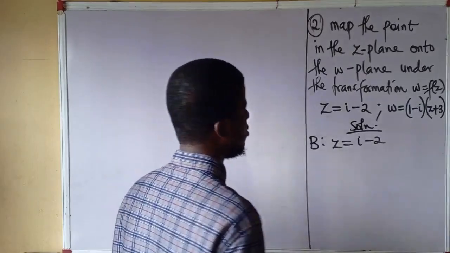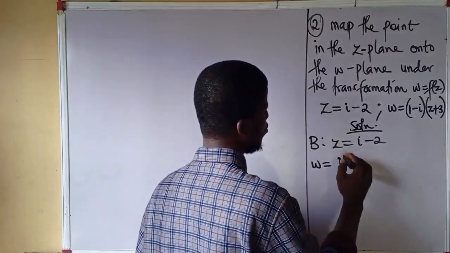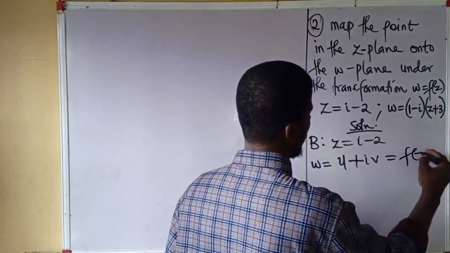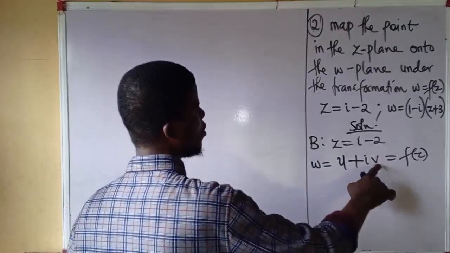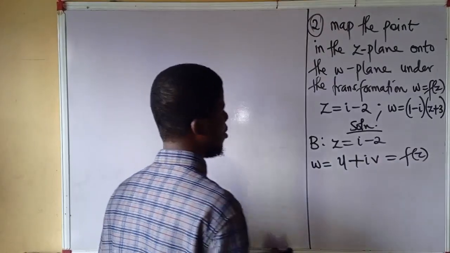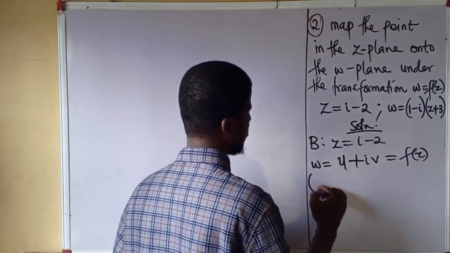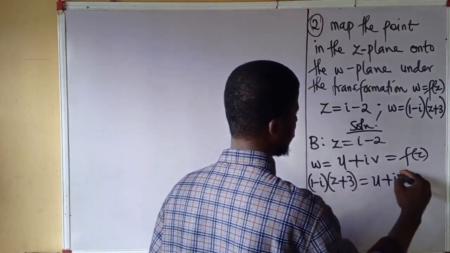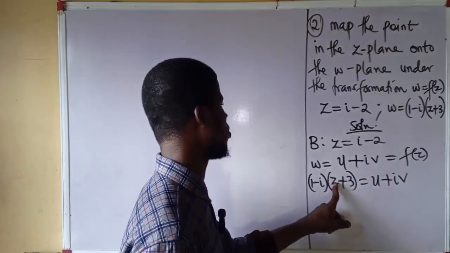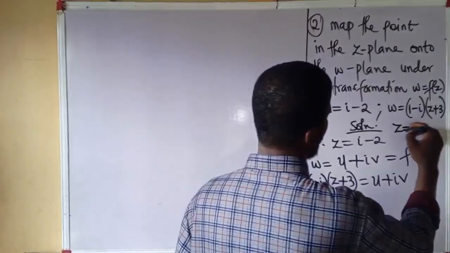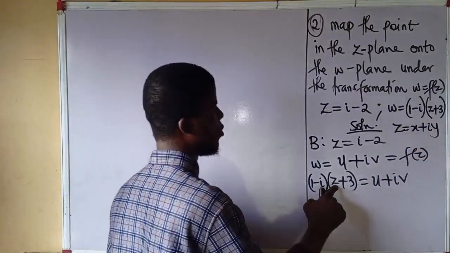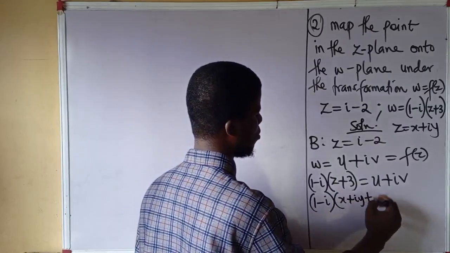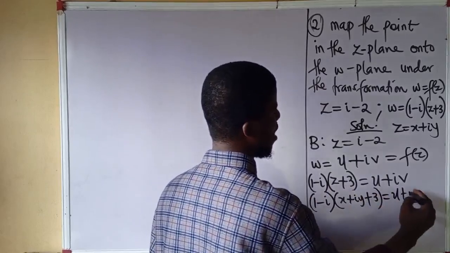All right. W is equal to U, which is a function of X and Y, we know that already, plus IV. And this is F of Z. Of course, V is also a function of X and Y. Okay, W is 1 minus I into Z plus 3. Before we expand, we know that Z is always X plus IY. So I'm going to write X plus IY here. 1 minus I into X plus IY plus 3 equal to U plus IV.